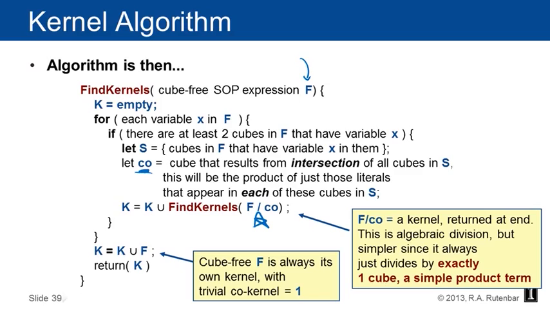And that'll be returned at the end. But what we're going to do is recursively take f, divide it by that co-kernel, take that new kernel and say, hey, let's go look and see if there's anything inside that. And when we're done exploring down the kernel hierarchy, as we come back up from the recursion, the last thing that we'll do is actually return that kernel that we found. Stick it on the set and return it back up.